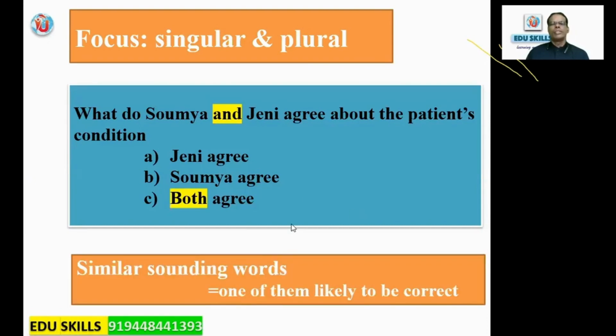So far, I was teaching you how to identify the correct answer. Today, we are looking into how to find the wrong answers. Similar sounding words, one of them likely to be correct. If there are 4 options, and 2 options are almost similar sounding or connected to a similar disease condition, one of them is likely to be correct.